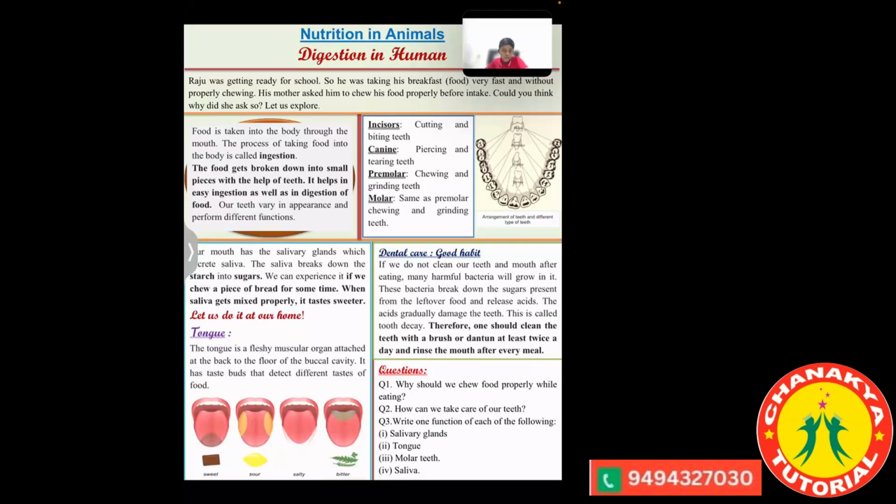Let us explore. There is a story given that Raju was getting ready for school and he was eating so fast because he was in a hurry. But his mother requested him to eat slowly, and now we need to find out why. There are a few boxes given. Each box has a different topic. The first box is regarding the food and the teeth. The second is for the types of teeth. In the third, they have given the picture of the teeth, in the fourth, the taste buds and the tongue, and the fifth is about dental care. In the last box, a few questions are there. On the basis of this understanding, you need to answer the given questions. Am I clear to you all?